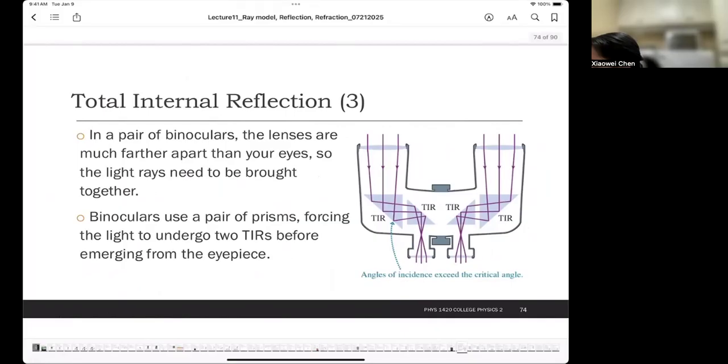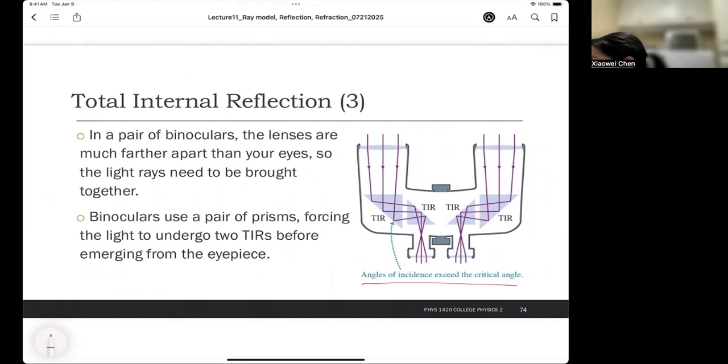Okay, let's continue to talk about total internal reflection. Here is an application of total internal reflection. In a pair of binoculars, the lenses are much further apart than your eyes. You can see the lens is very far from your eyes, so the light rays need to be brought together.